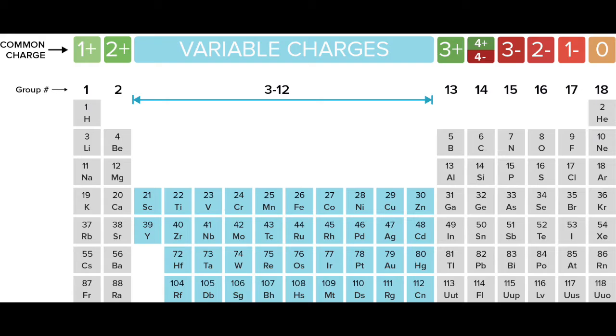Now, if we go through the transition metals, we see quite a bit of variation. But when you go all the way to column 15, the nitrogen group, we have 3-. If you go to 16, the oxygen group, you have 2-. The halogens have a -1 charge, and the noble gases are neutral. They do not have any charge.